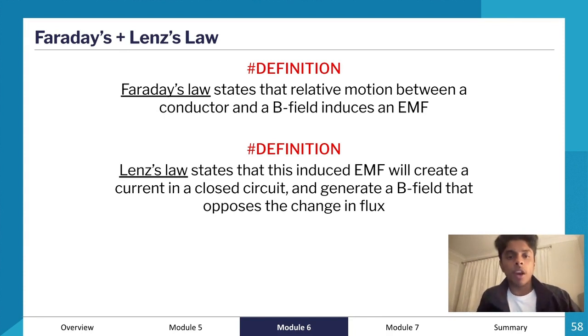Faraday's law states that relative motion between a conductor and a magnetic field induces an EMF. And Lenz's law states that this induced EMF will create a current in a closed circuit and generate a magnetic field that opposes the change in flux. So that's Faraday's law and Lenz's law. Lenz's law says it will generate a B field that opposes change in flux, and Faraday's law basically says it will induce an EMF.